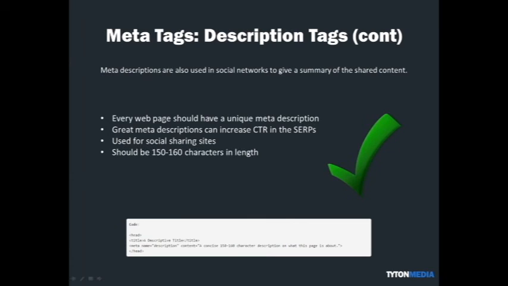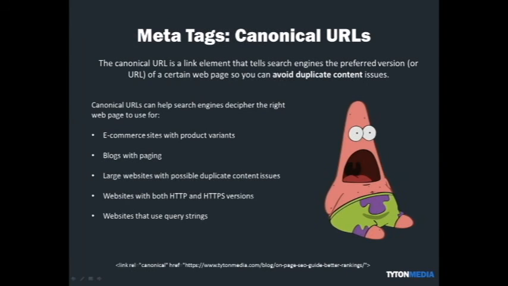So here is a little code example that we have here of what the meta description looks like in a normal HTML page. So you can see that our meta description here is a concise 150 to 160 character description on what this page is about. And this is just an example. You wouldn't actually want to put that text in your meta description, but it just shows you the background content of the code of what it should look like on your website.